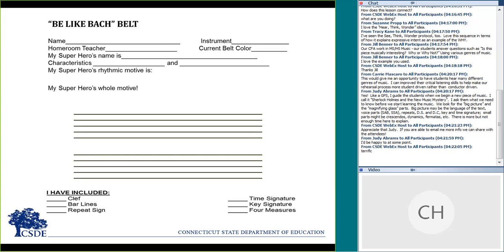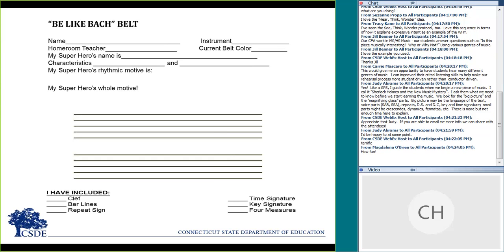After the papers are handed in, they get their Be Like Bach belt. I copy them for everyone to play in the lesson group. Sometimes I even use these motives during our band concert when I say, would the trombones stand up and show everyone your instruments? Maybe I'll have them play their motive. Students love to share their work.